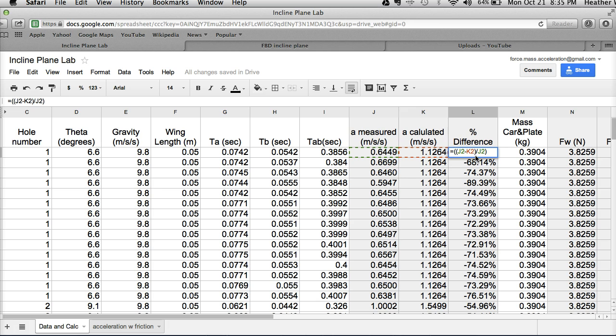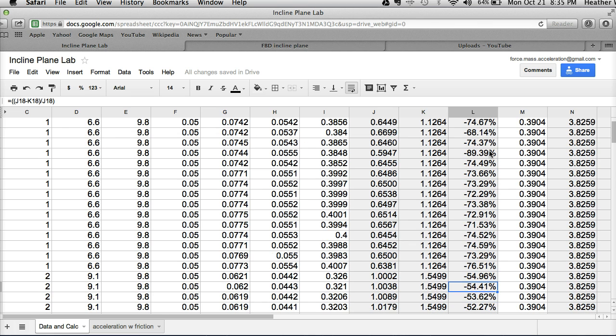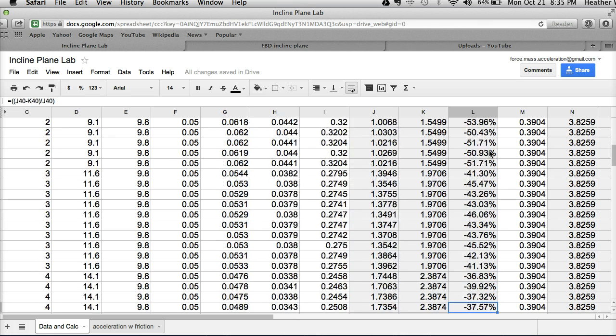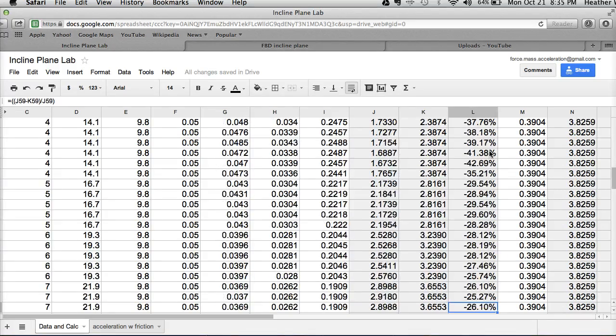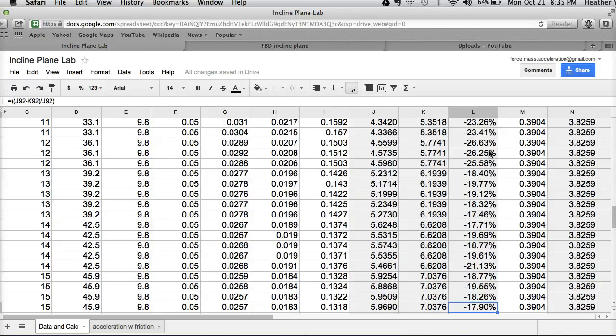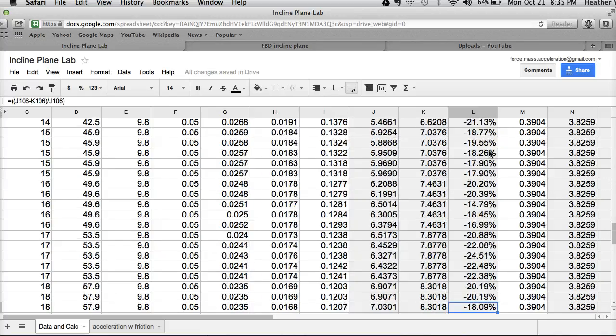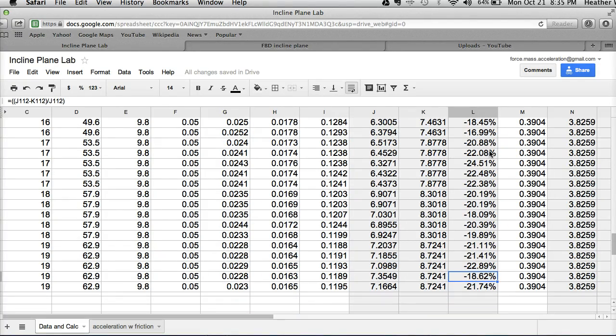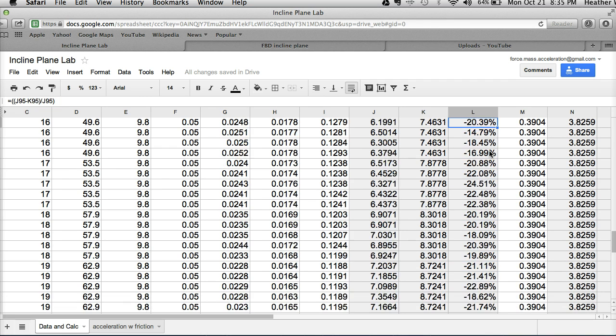Now, percent difference is just equal to the real minus the experiment over the real, and then I took the percentage. So you can see without the accounting of friction, we've got really, really bad data here. 70% off, 50% off, 40% off. It got a little bit better here as we get higher and higher angles. Friction seems to have less and less of an influence. So 20, 21, the best we seem to have done was low teens in terms of our percent error.